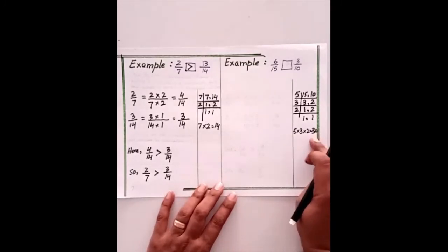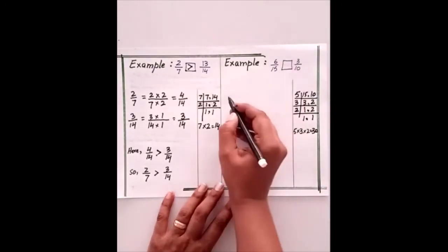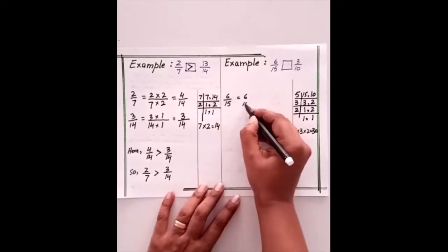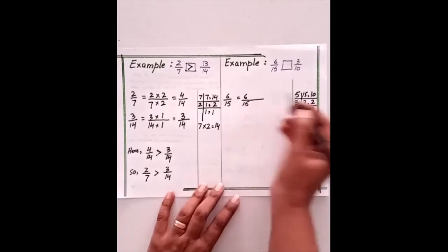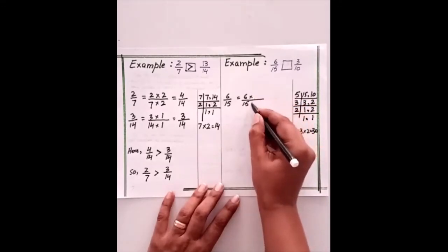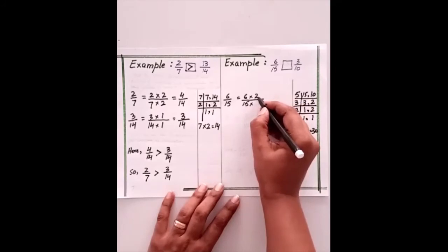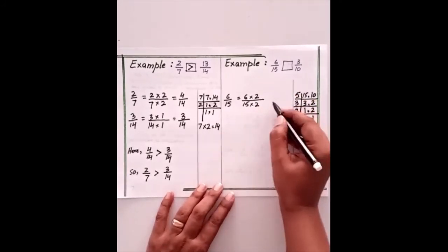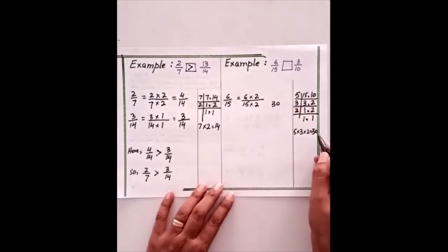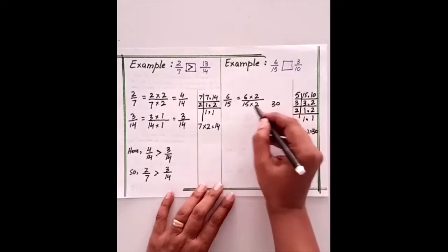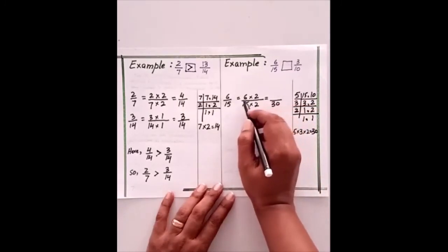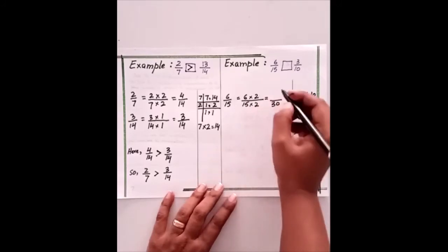We will multiply 6 upon 15 with the same number, because if we multiply 15 with 2, 15 twos are 30, we need 30, na? 30 comes here, so 15 twos are 30, and to multiply the numerator with the same number, 6 twos are 12.